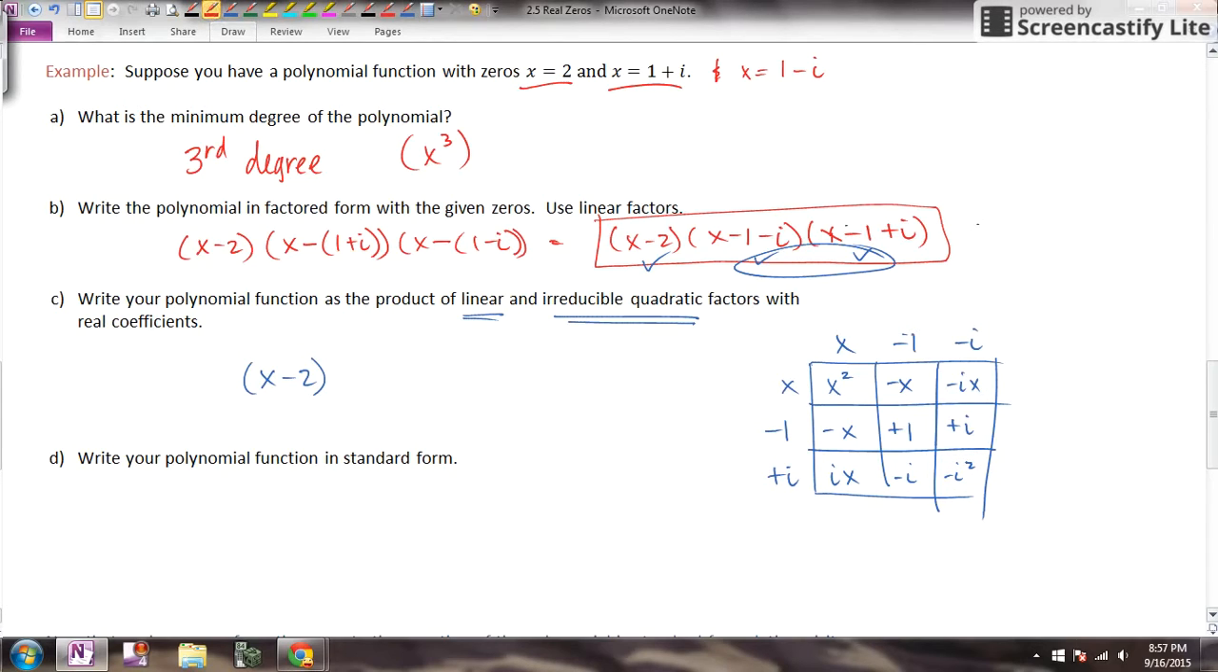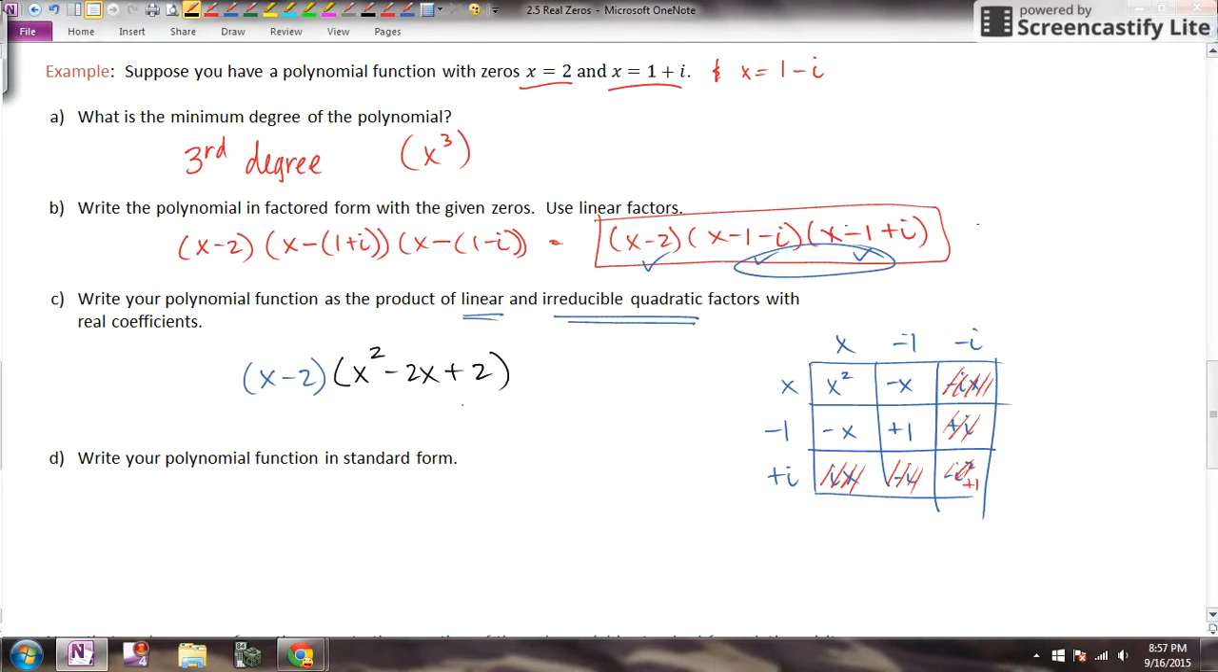And you might notice some things like i and negative i cancel. ix and negative ix cancel. And then i squared actually becomes negative 1. So this is really plus 1 right here. And so what would I be left with? Well, I would be left with, and I'm going to put it right here, x squared minus 2x, and then plus 1 and plus 1 is plus 2. And that is my irreducible quadratic.